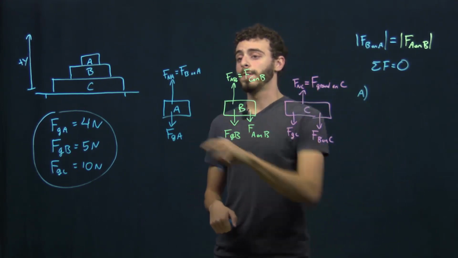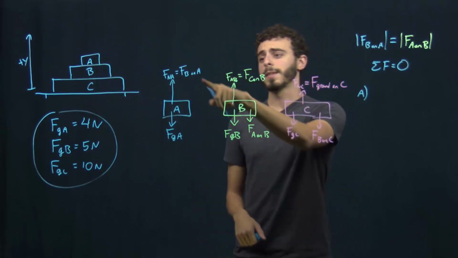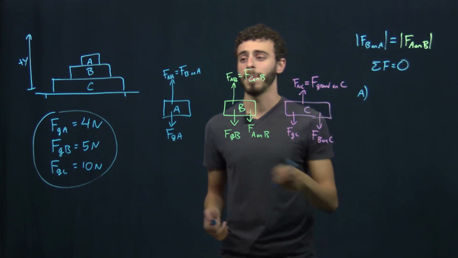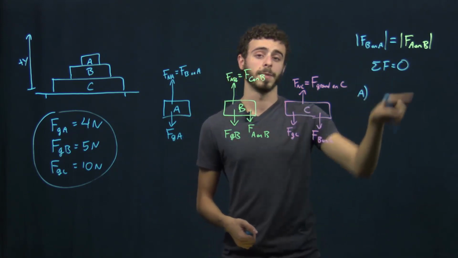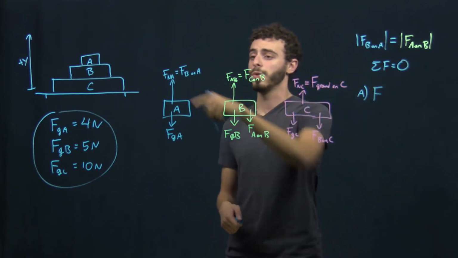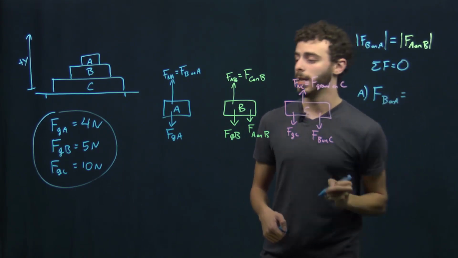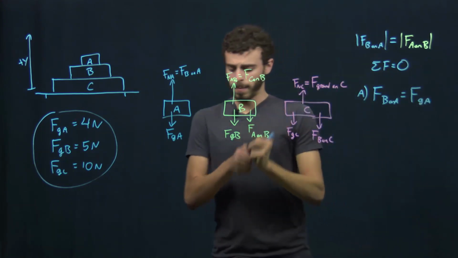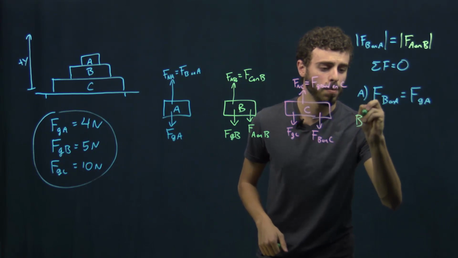In block A, there are only two forces, and we see F of B on A is in the positive direction. So basically, F of B on A must be equal to F of G on A. I'm getting that by saying F of B on A minus F of G on A must be equal to 0. That's our sum. But I'm going to skip that step and just write that there are only two, and they oppose each other. So F of B on A must be equal to F of G on A. Okay, so that's for block A. Let's move down to block B.